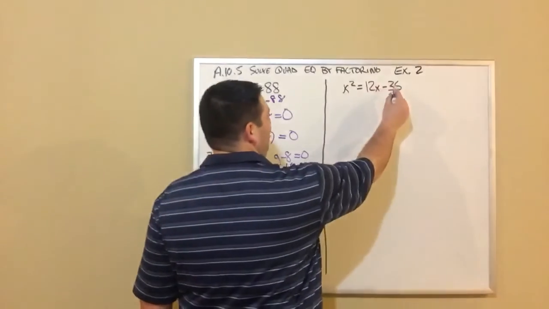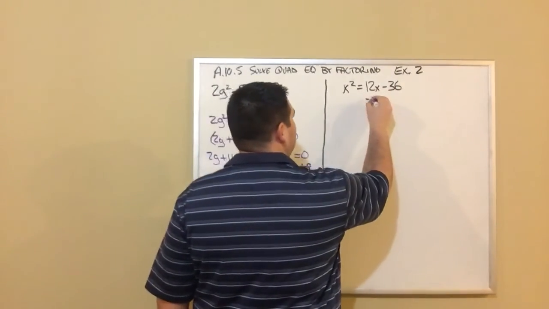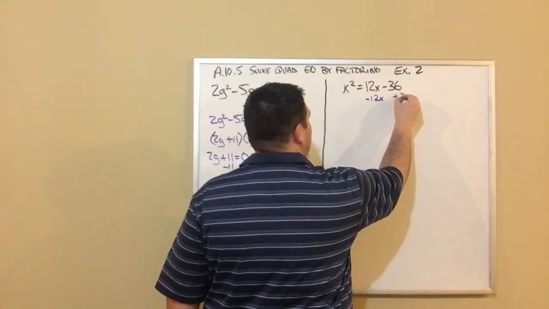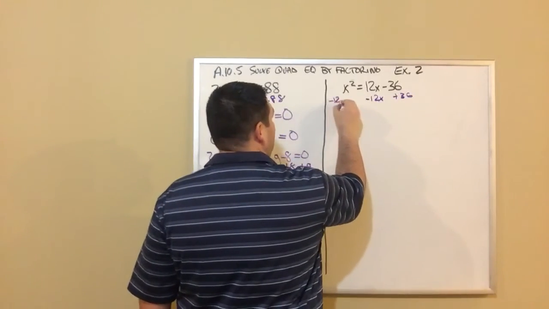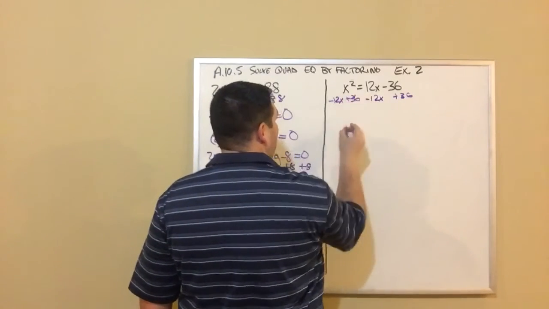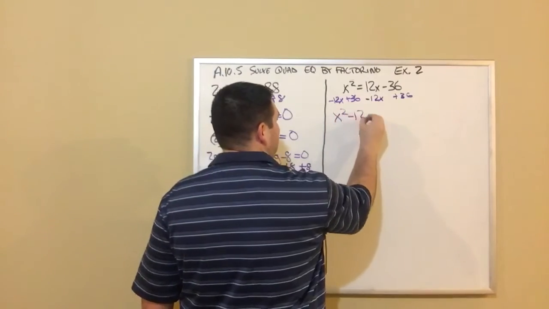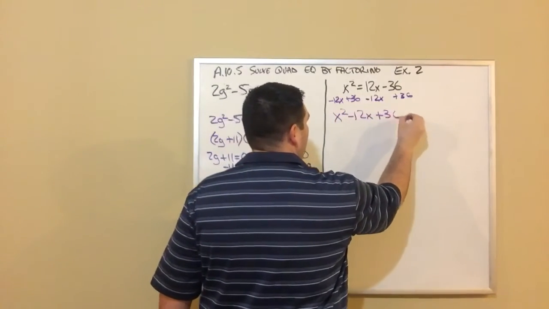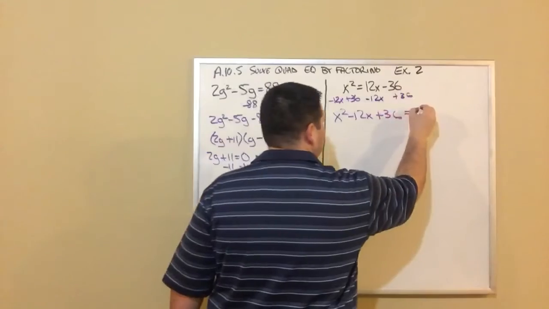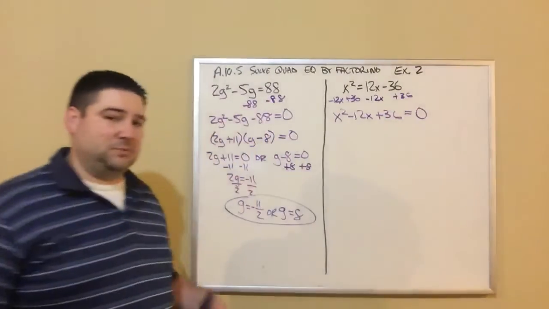So what we're going to do is bring these over to the left side. So I'm going to subtract a 12x and I'm going to add a 36, and I got to do it to the left side as well. So I end up with x squared minus 12x plus 36. Over here, those cancel. I just end up with 0, which is what I want.